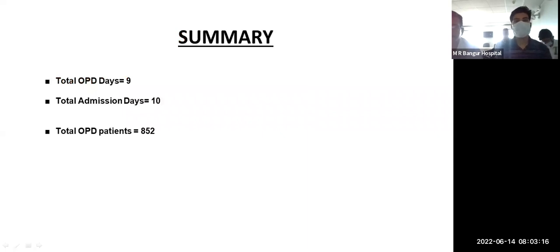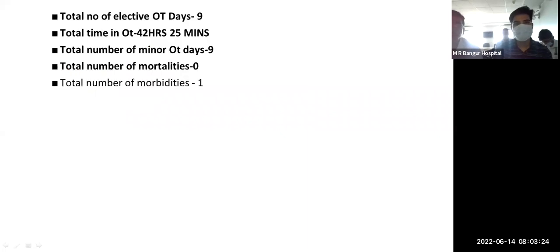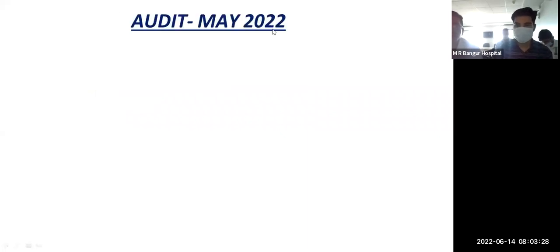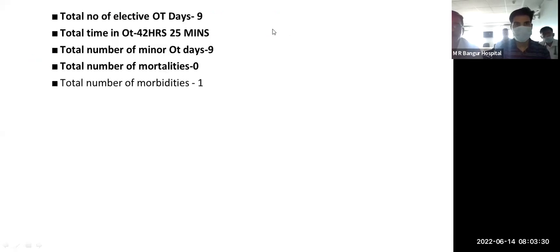Summary: total OPD days 9, total admission days 10, and total OPD patients 852. Total number of elective OT days is 9. Total time in OT 42 hours and 25 minutes. Total number of minor OT days 9. There is no mortality, and number of mortalities is 1.